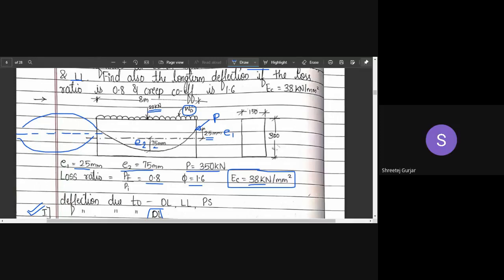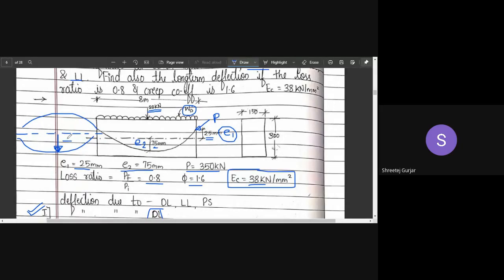Upward deflection or downward deflection? If it is above your neutral axis, try to imagine. Upwards, sir? Are you sure? Downward, sir. Yes, it will cause downward deflection. Because of this eccentricity E1, it will cause downward deflection.